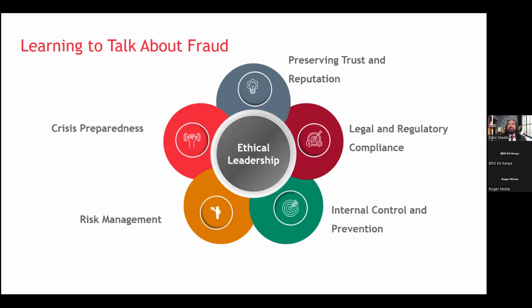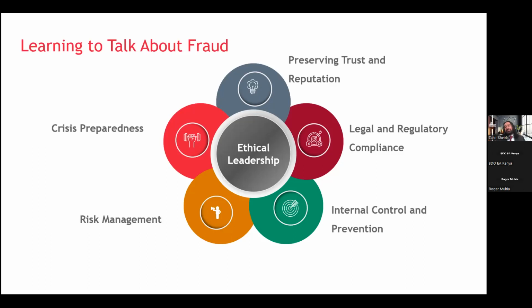The first one is preserving trust and reputation. Open communication about fraud demonstrates transparency and a commitment to integrity. This can help preserve the trust that customers, our clients, our investors, and other stakeholders have in the organization. Also, maintaining a positive reputation is essential if you're going to attract and retain your customers, your clients, and other business partners. So if you're transparent about how you address fraud, you can mitigate reputational damage when it happens.